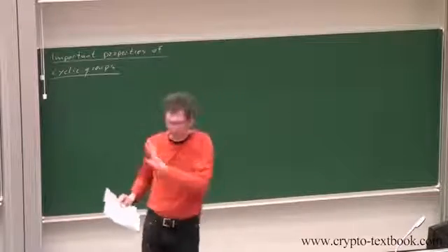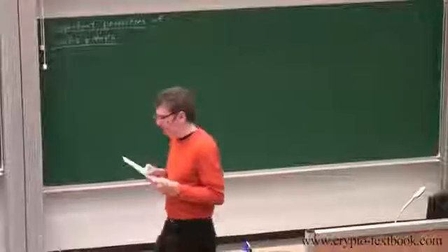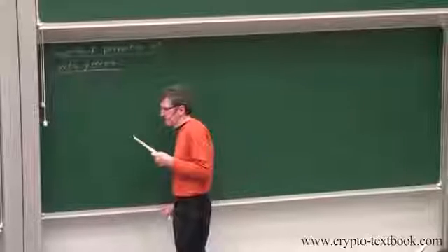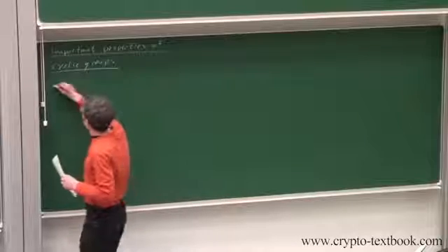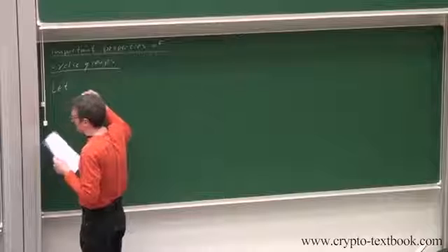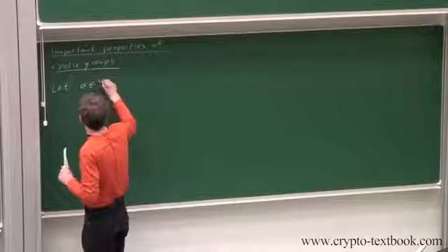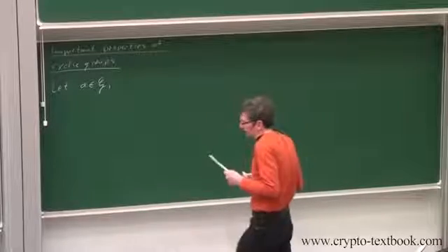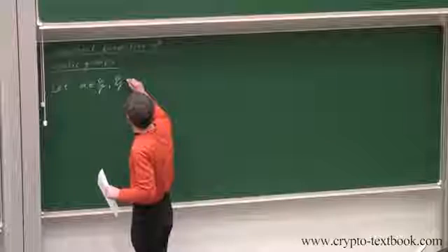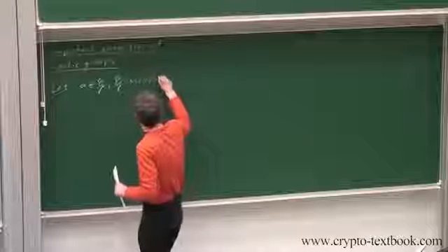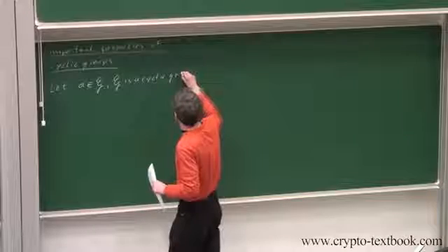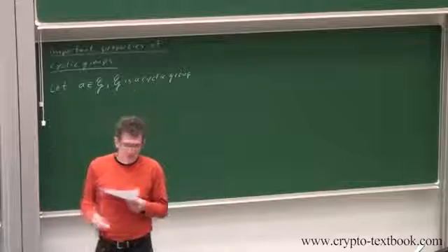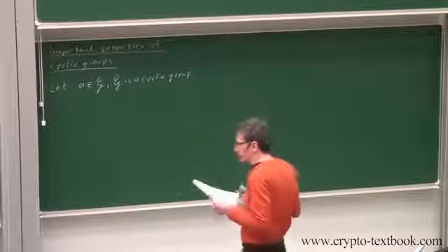It's almost chapter 4, but it's... so let A be an element in G. Also A ist ein Gruppenelement in G, and surprise, surprise, G is a cyclic group. And then we have the following two properties.